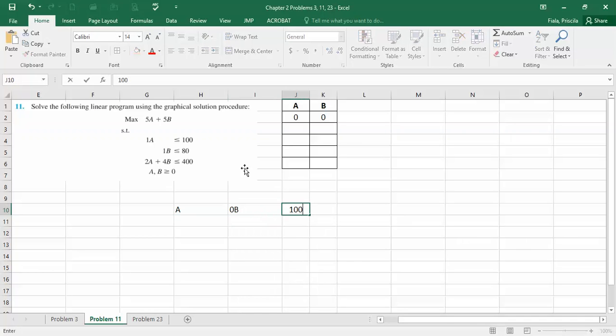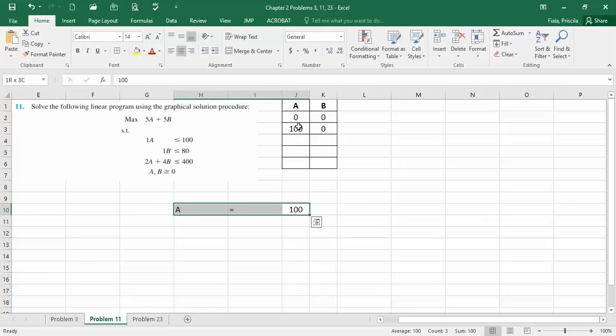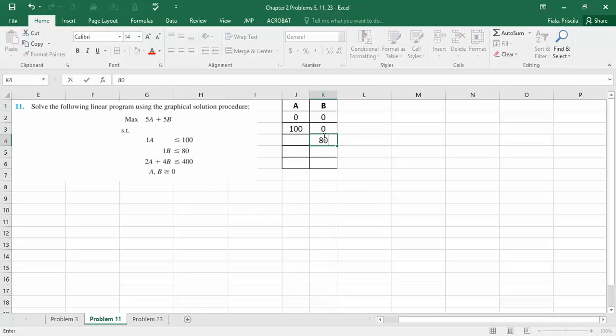And then A is equal to 100. Therefore, if there's nothing else, your value for A is equal to 100, correct? So right here, A is 100 and we don't have anything for B. The same thing is going to happen on the second constraint, where B, if you put it in equation format, is equal to 80. In this case, B is equal to 80 for this equation, and we don't have A.